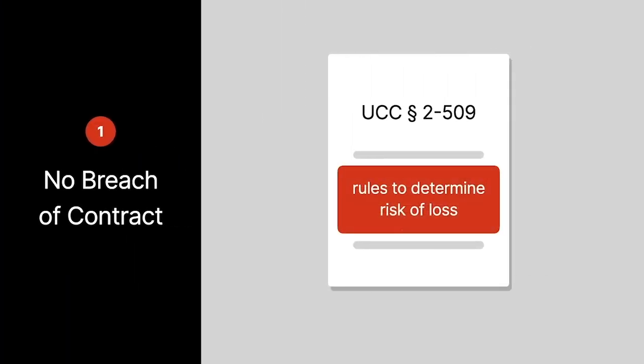Other gap filler provisions provided by Article 2 include the default rules governing when the risk of damage or loss to goods passes from the seller to the buyer. This timing depends substantially on whether the contract has been breached and the type of contract involved. Section 2509 sets forth the rules to determine risk of loss, assuming neither party has breached the contract.